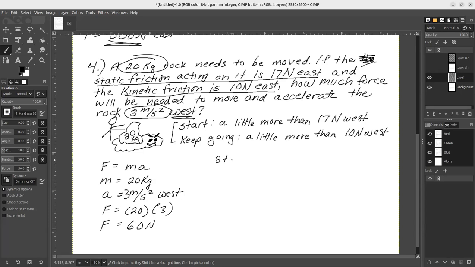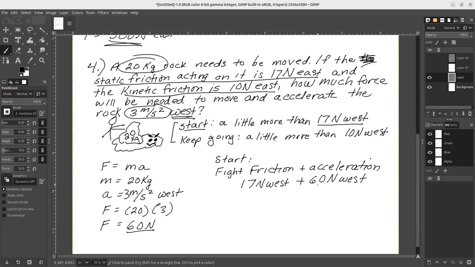So to start this rock moving, sliding along, we're going to have to fight friction and accelerate. Two different forces are going to need to be added. So to fight the friction, to start it, the static friction, we're going to need 17 newtons west. And then to accelerate it, we're going to need 60 newtons west. And this gives us a little more than 17, so we don't need to worry about adding anything to the 17. So to get this started and get it accelerating, we're going to need 77 newtons west.